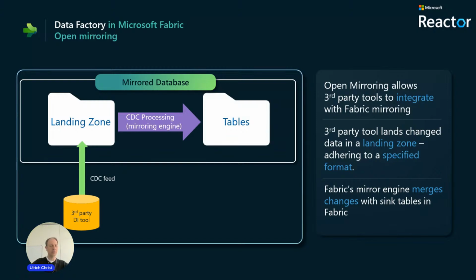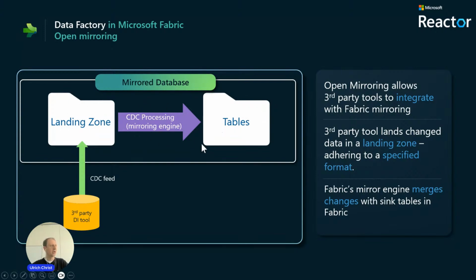So how does open mirroring work? And you see the diagram here. It's kind of similar, right? So the high-level pattern is still the same. We still have a landing zone, and the change data feed is written into a landing zone. From the landing zone, our mirroring engine will fetch the changes and do the merge.